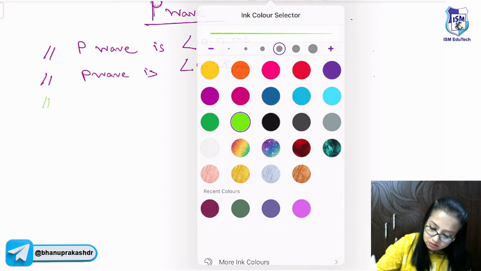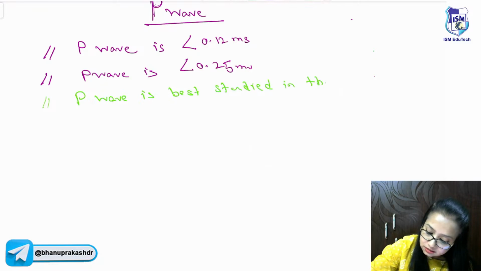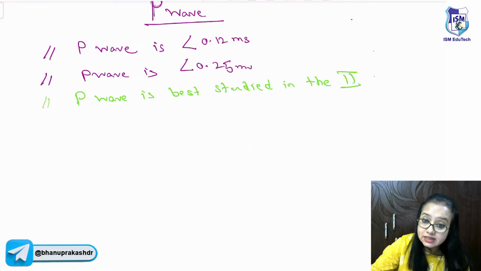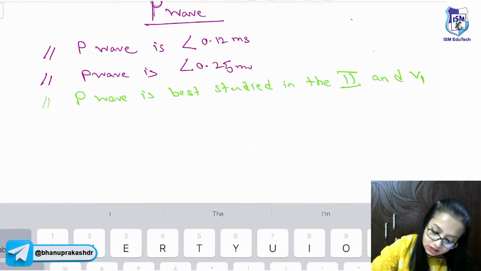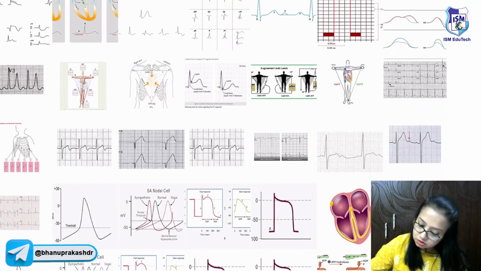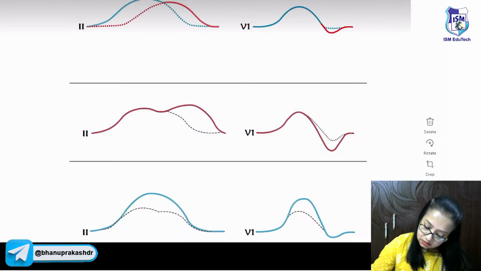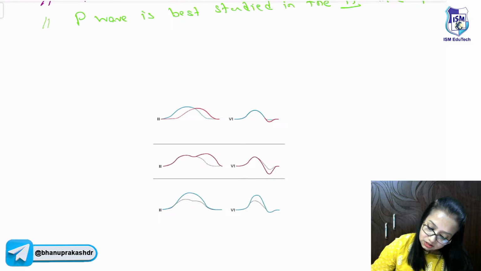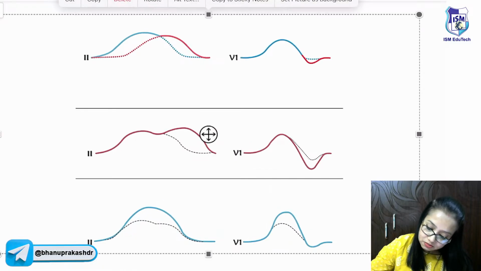Now, this is the P wave. The P wave is best studied in limb lead II and the precordial lead V1. Looking at the picture, these are the pictures of limb lead II and V1.